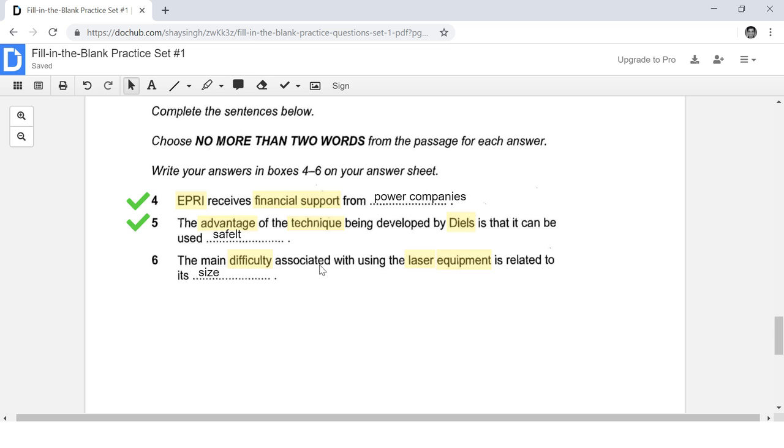Great. So we are now finished with this question set. We have answered all 3 questions. At this point, sorry about this, I just noticed this typo, so it should be safely. Once you have jotted down the answers in the blanks, it would be a good idea to now transfer your answers onto your answer sheet.